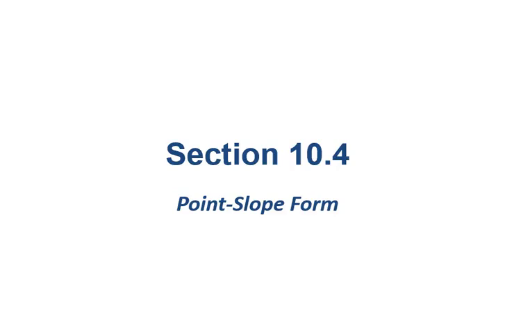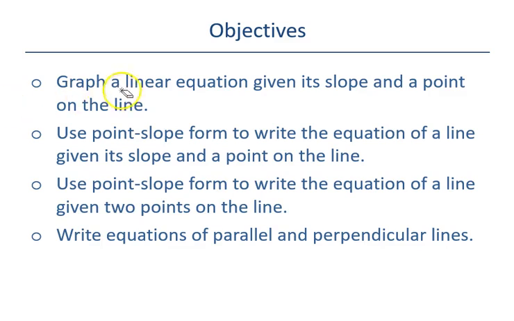Alright, section 10.4, point slope form. Let's jump right in here, check out our objectives, and we're going to be graphing linear equations given its slope and point on a line. Use this point slope form to write the equation of a line. Use point slope form to write the equation of a line given 2 points on the line, and then we're going to learn about parallel and perpendicular lines.